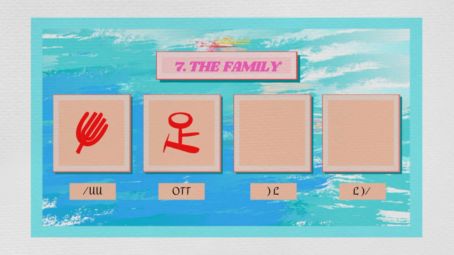The third character is the son. Here we use 2 strokes to represent a child. The fourth character is the daughter. It is like a woman sitting cross-legged on the ground. Let's go back to the regular version of Chinese characters now.